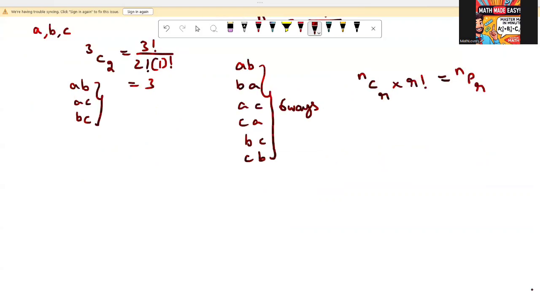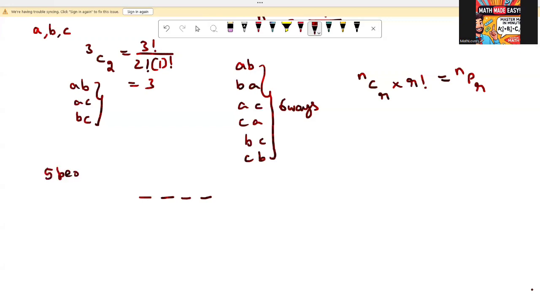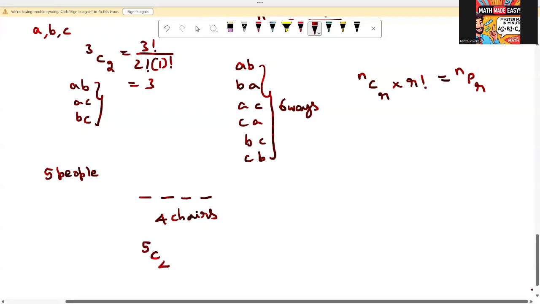Linear meaning, suppose 5 people are going to be seated in, say, 4 chairs. 5 people are there, but only 4 chairs are there. So if I'm going to talk about only choosing those 4 people, it'll be 5C4. For 5 people, you have to choose 4 people for those 4 chairs.